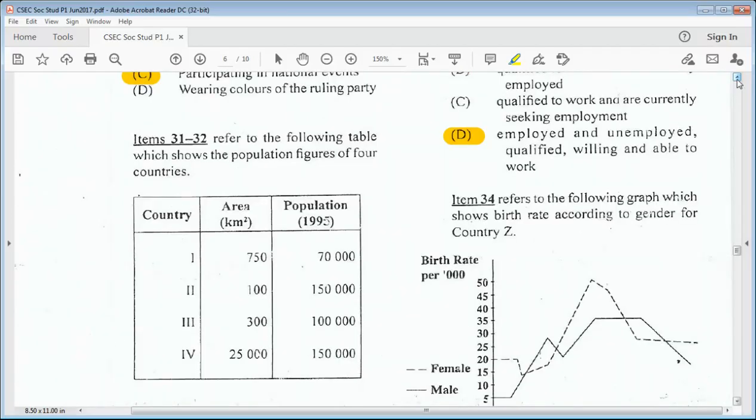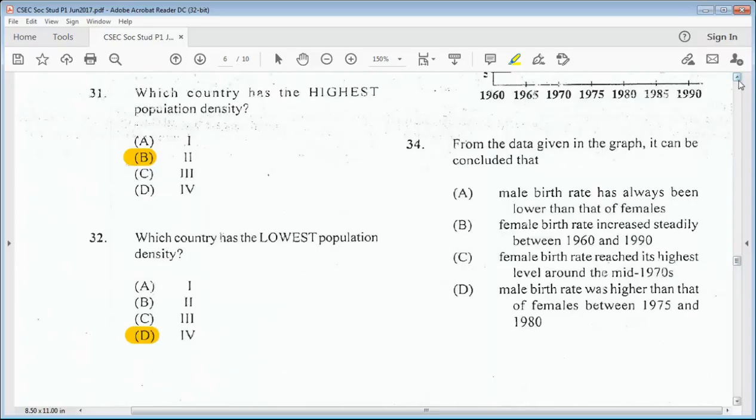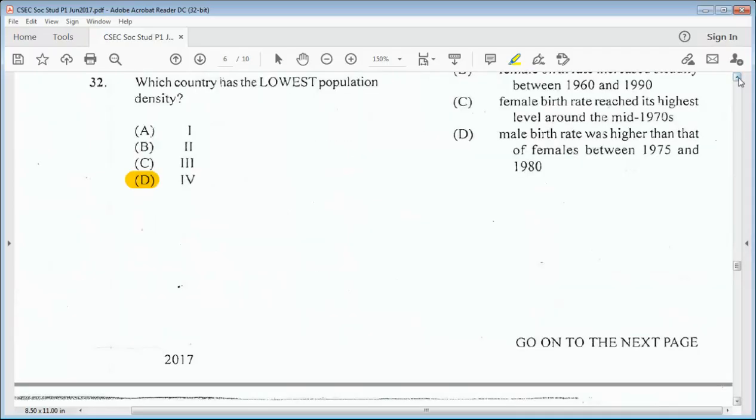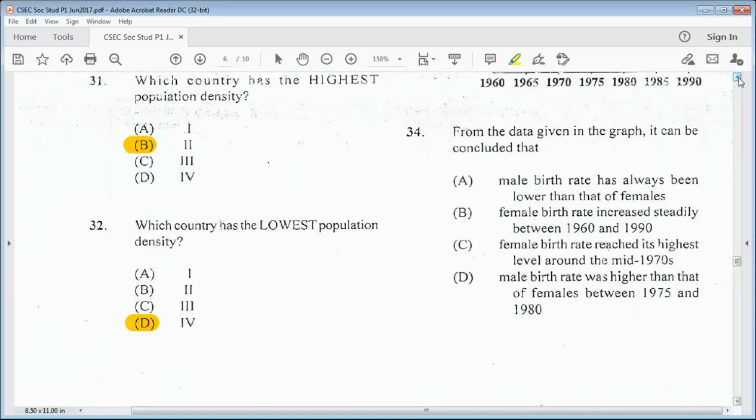Let's go on to item 34, which refers to the following graph, which shows birth rate according to gender for country Z. So we have our birth rate per thousand, and we have our year. The broken line represents female, and the unbroken line represents male. Now, hear what question 34 says. It says, from the data given in the graph, it can be concluded that A, male birth rate has always been lower than that of females.